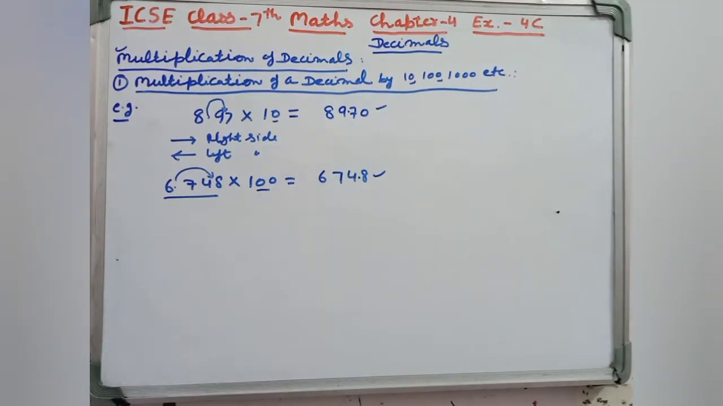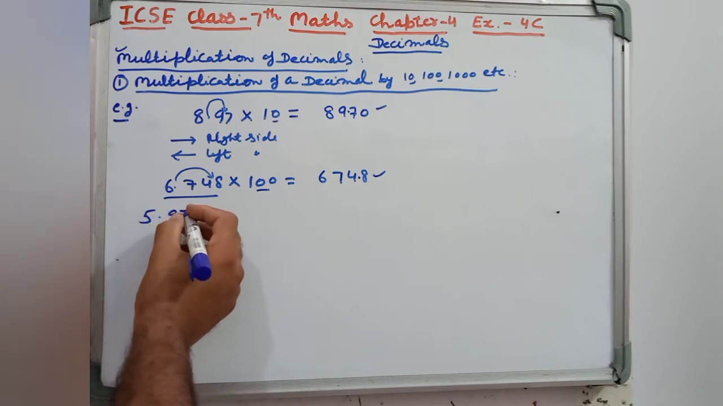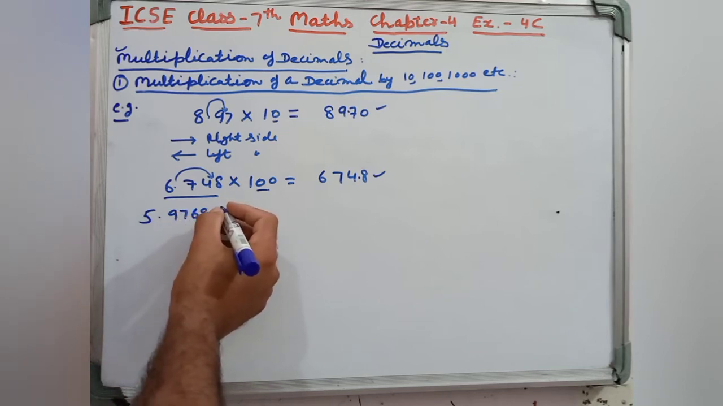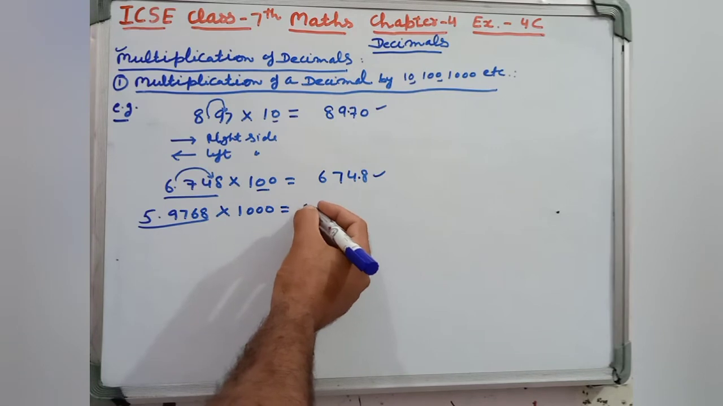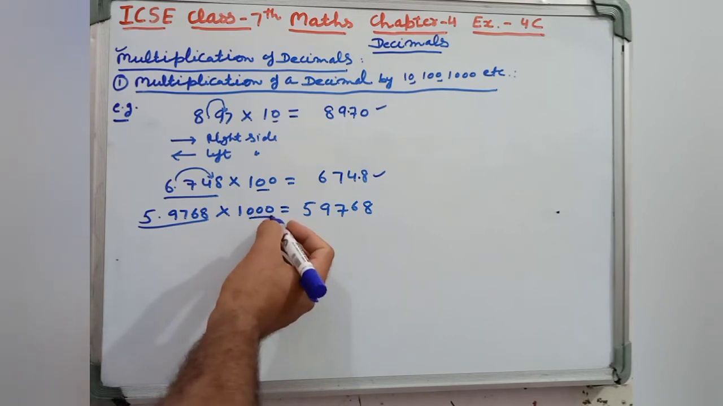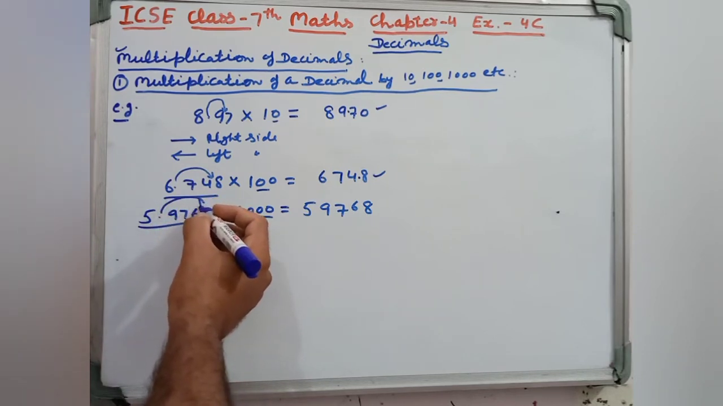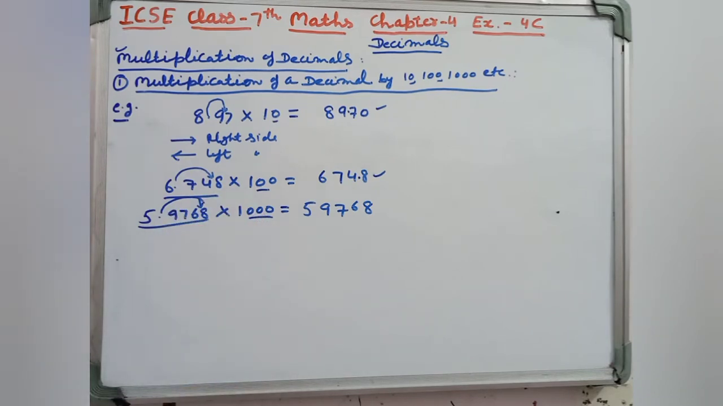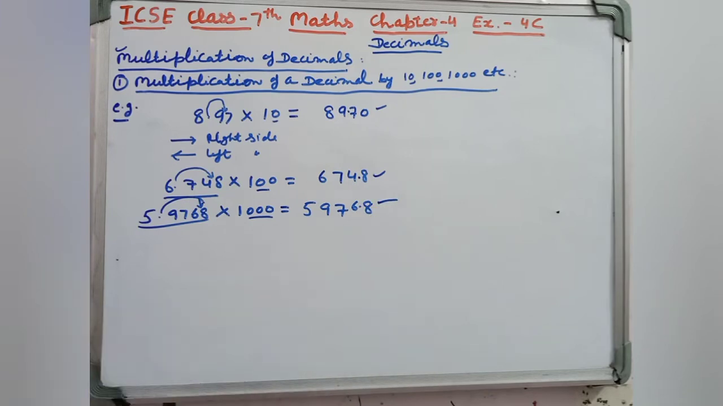Now if we want to multiply 5.9768 by 1000, no need to panic. Write simply 5, 9, 7, 6, 8. How many zeros? 3 zeros. So we will move our decimal 3 places. So 1, 2, 3, our answer will become this, right? So this was multiplication of a decimal by multiples of 10, that is 10, 100, 1000, etc.